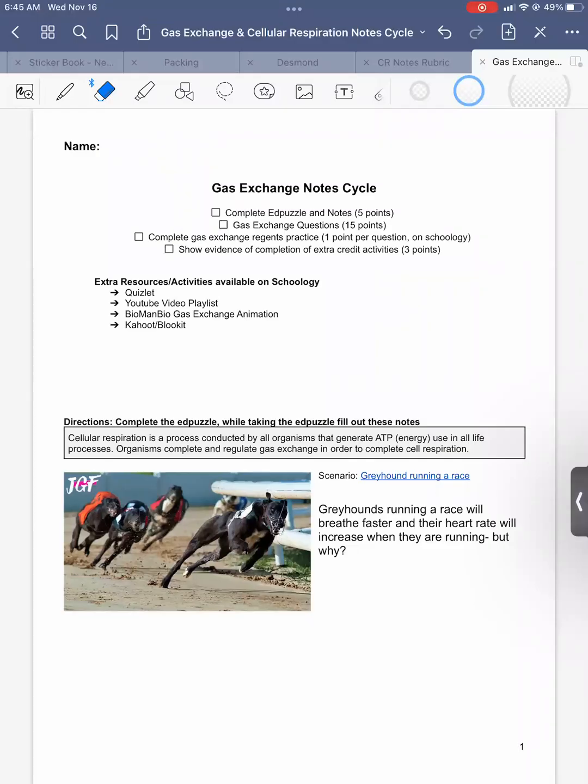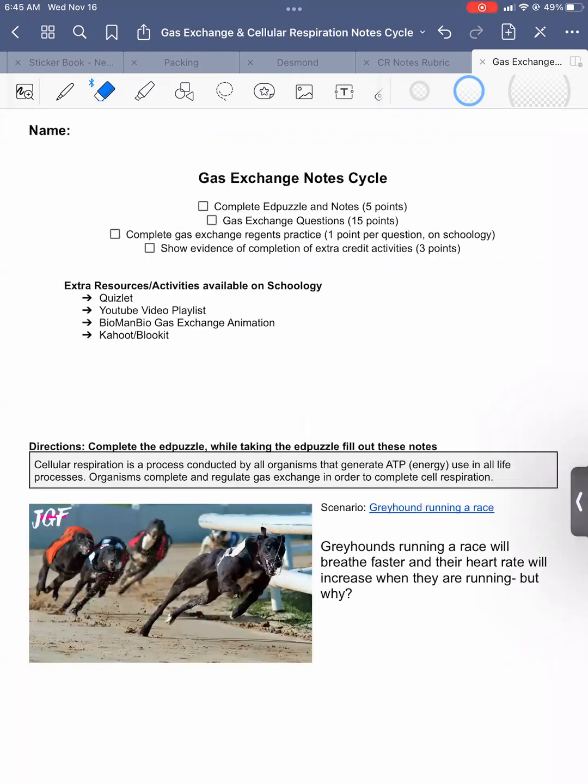All right, guys, we are going to go ahead and do our gas exchange note cycle. So the first thing we need to do is complete this Edpuzzle. You're going to fill out your notes.